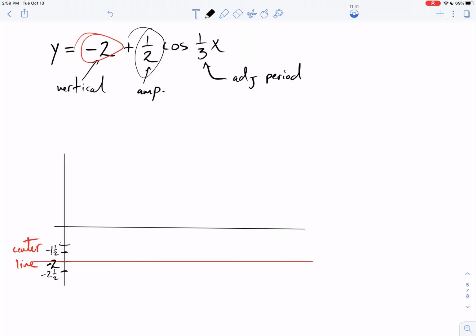But I am going to this time mark all my increments up here. I'm just going to mark them up here for you. So here's 0. So let's go get those increments. First we need to know the period. So we do 2 pi divided by 1/3, which is the same thing as 2 pi times the reciprocal of that. So we get 6 pi for a period. My period. So this graph starts at 0 and goes to 6 pi.